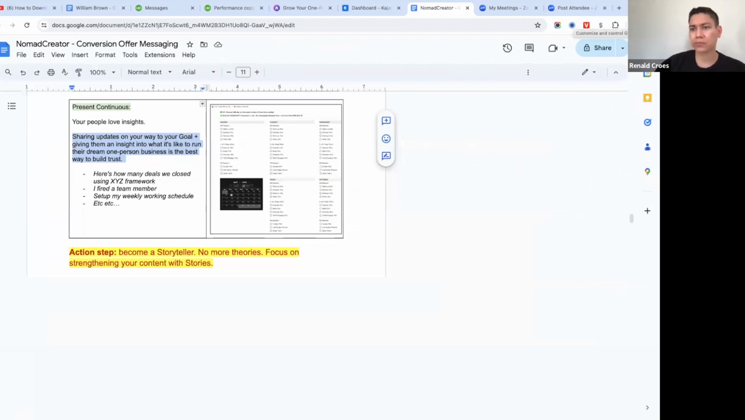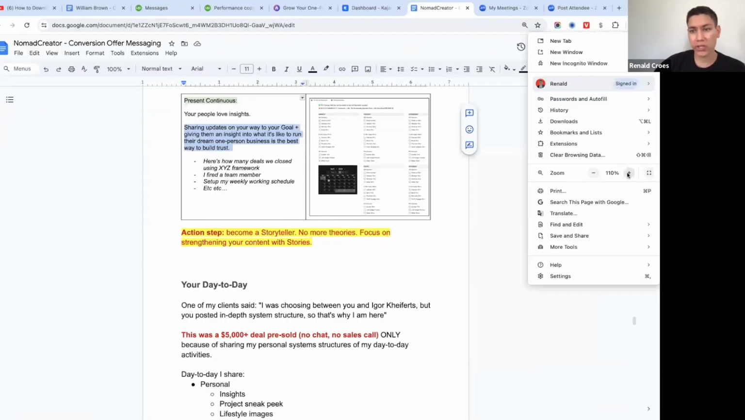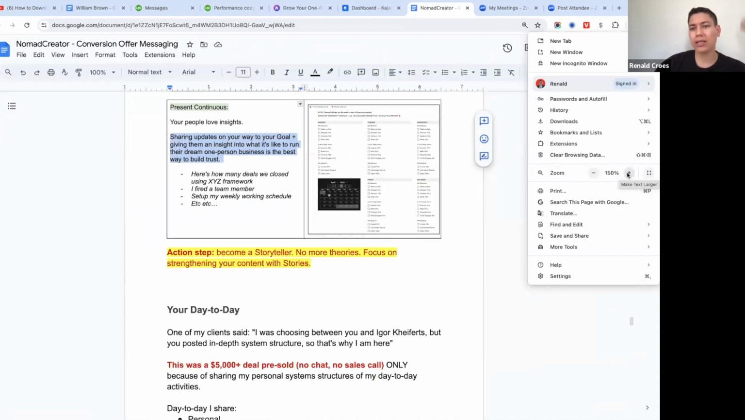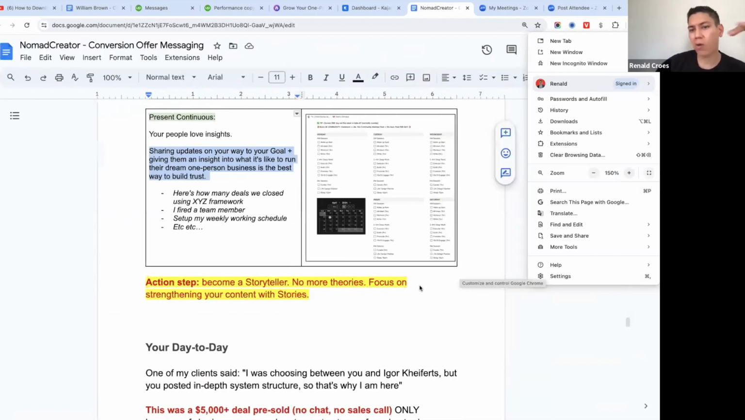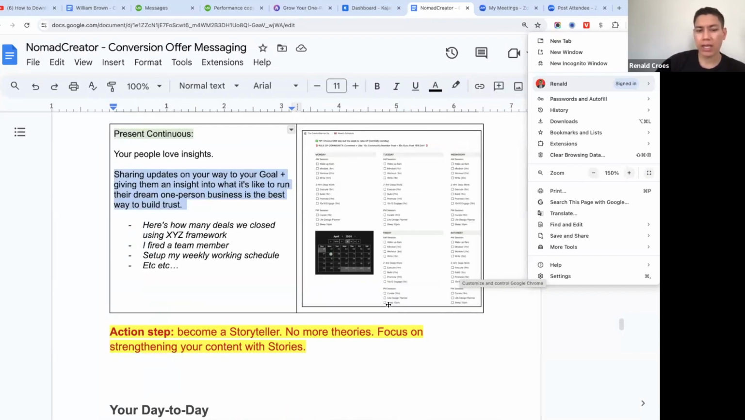So this makes it easier for you to close the sale because you don't have to sell your process. It's already been explained in the content. By the time they come to you, they're like, hey, where can I purchase this? How can I be part of this? And this is what you will do, as we just explained, in your day-to-day storytelling.